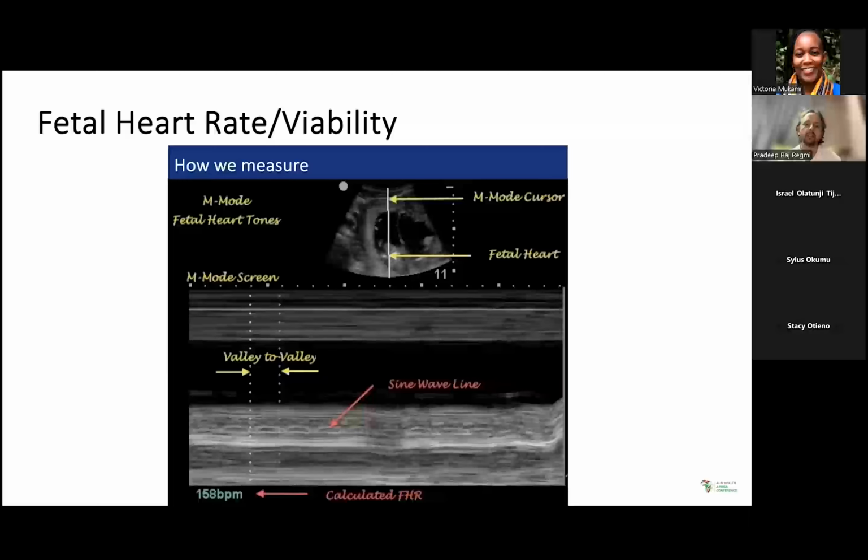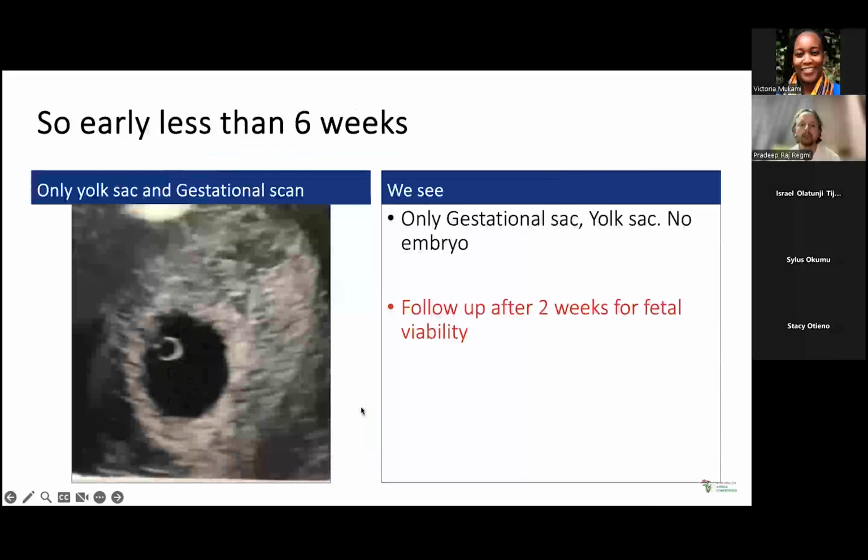And fetal heart rate is usually measured with the motion mode. When we put on the motion mode, we will see this line, and we measure the fetal heart with this wave. Either you can measure trough to trough, or at the peak of the wave, two peaks of the wave as well.